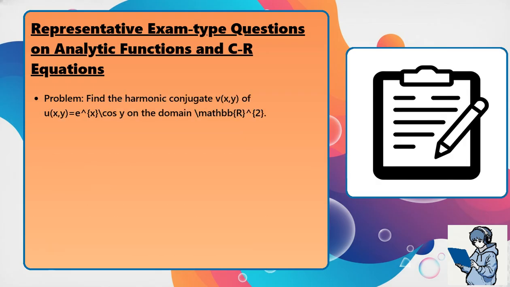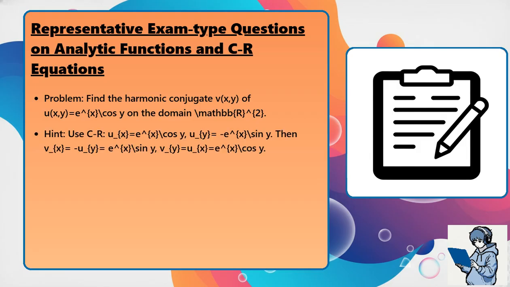Problem: find the harmonic conjugate v(x, y) of u(x, y) = eˣ cos y on the domain ℝ². Hint: use CR. uₓ = eˣ cos y, u_y = −eˣ sin y, then vₓ = −u_y = eˣ sin y. v_y = uₓ = eˣ cos y.